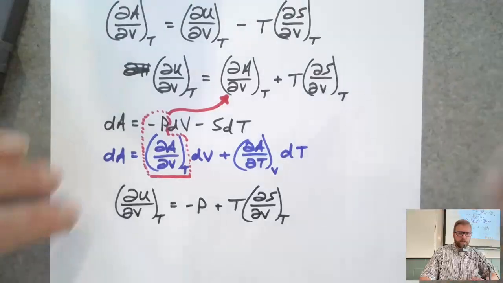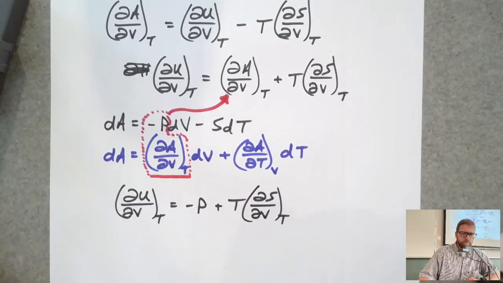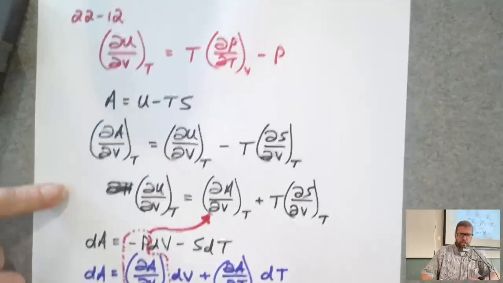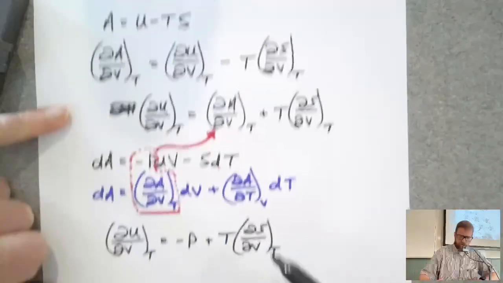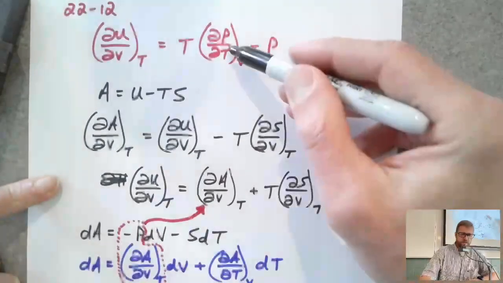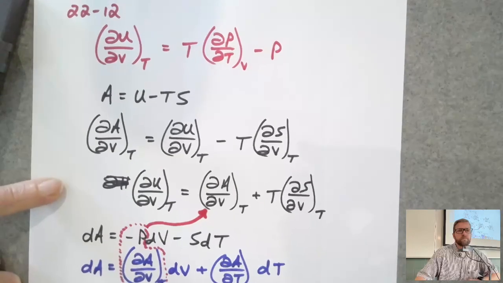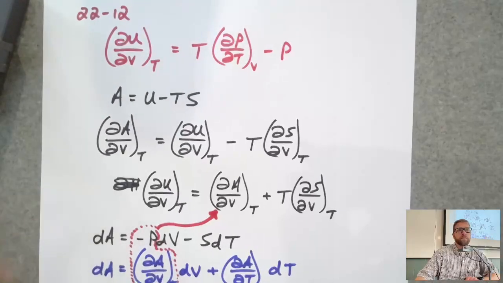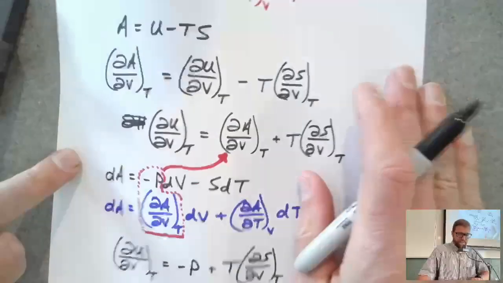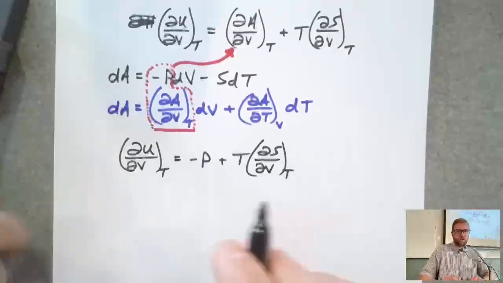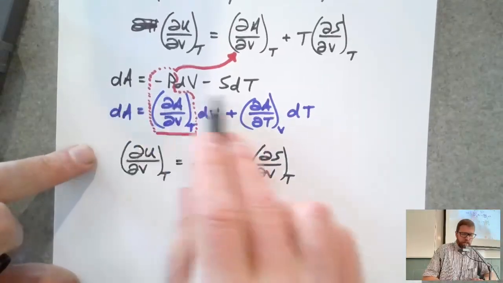So let's go back down here. What kind of relationship might help me if I'm trying to go from here to there? A Maxwell relation, that's right. A Maxwell relation. Okay, so what's the Maxwell relation for dA?